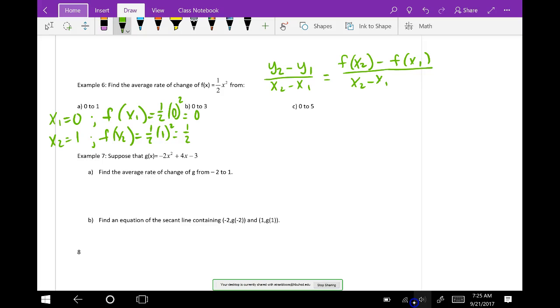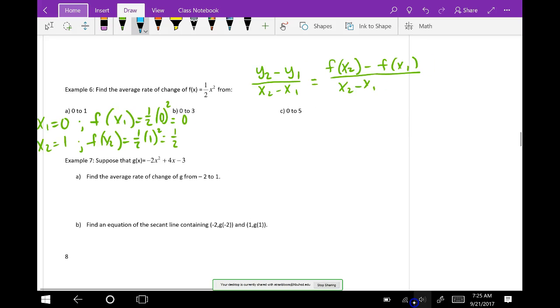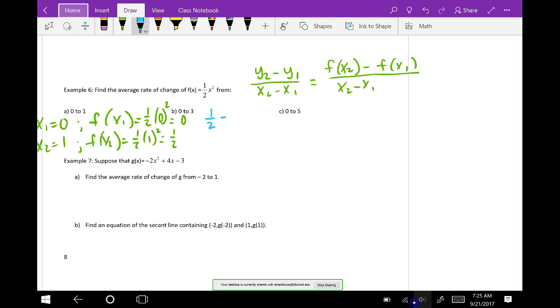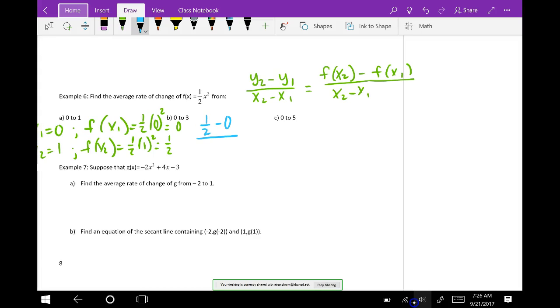Now we just have to do what? Just plug it in. All right, let's do it. What goes on the top? 1/2, take away 0, right? Because that's x2 minus x1. I'm sorry, y2 minus y1. On the bottom, what should we write? 1 minus 0. What is that?